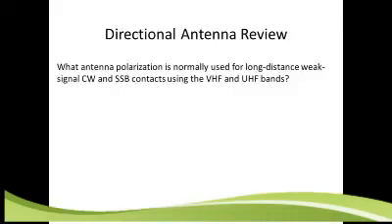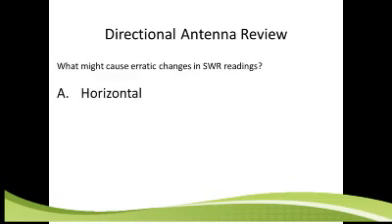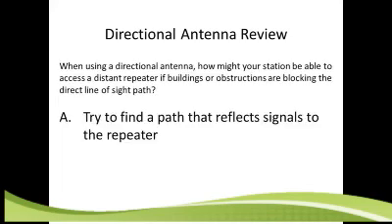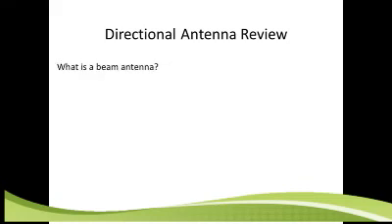Okay. Antenna polarization: horizontal is normally used for long-distance, weak signals, single sideband, and CW contacts in the UHF, VHF bands. Horizontal, that's right. When you're using a directional antenna, how might your station be able to access a distant repeater if buildings or obstructions are blocking the direct line of sight path? It says try to find a path that reflects signals to the repeater, but that's bouncing it off the building, same thing.